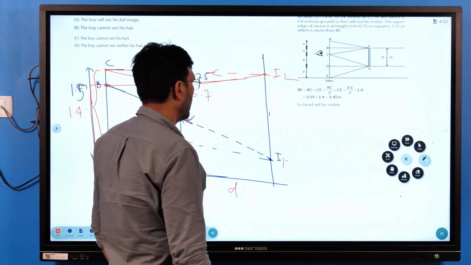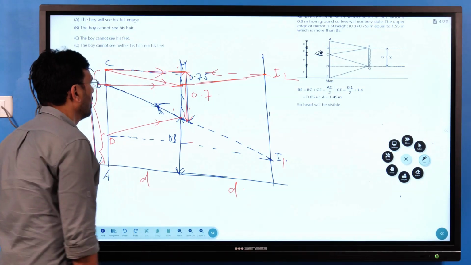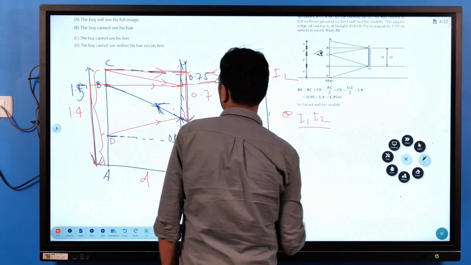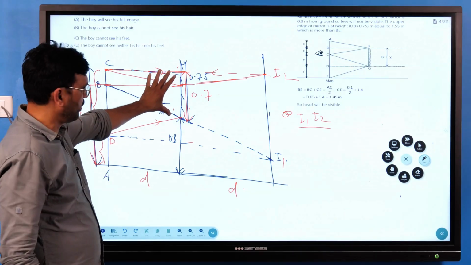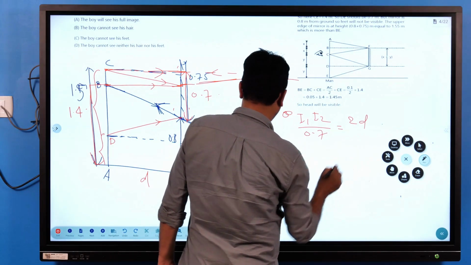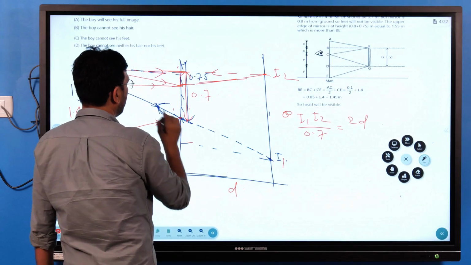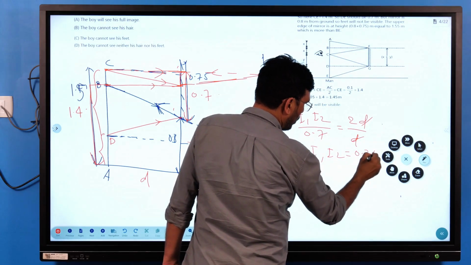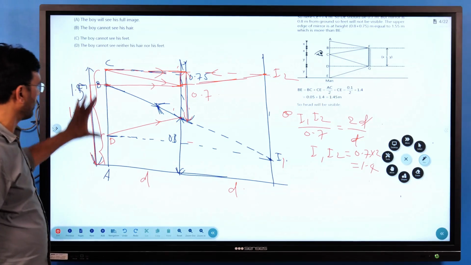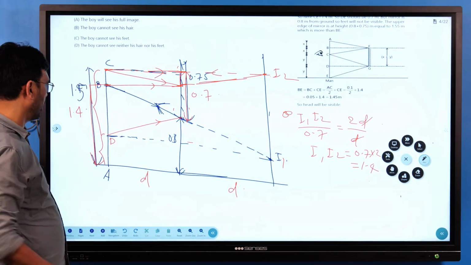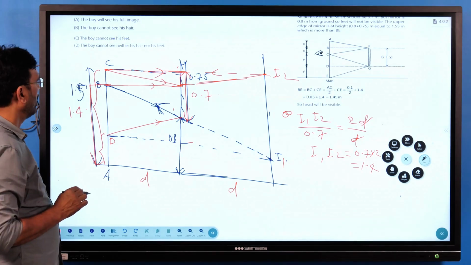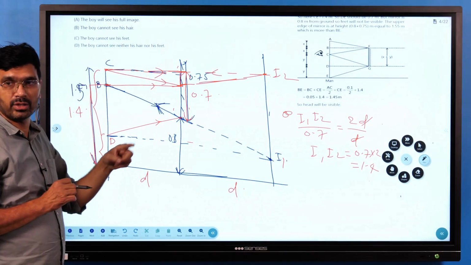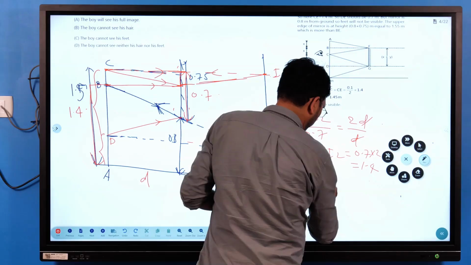Now I can apply the similar triangle here. I1, I2 divided by this portion 0.7 is equal to 2D by D. This is 2D, and this is D. So I1, I2 is equal to 0.7 into 2, so 1.4. So the person can see his image of 1.4 from here. And on top it is 0.05. So the person is seeing only 1.45 meter.